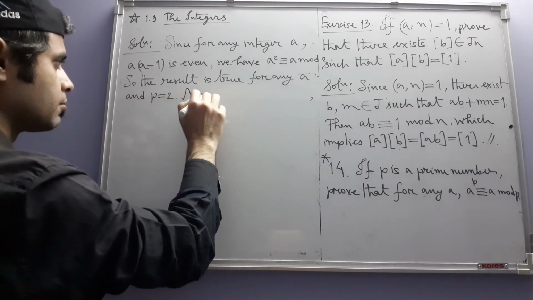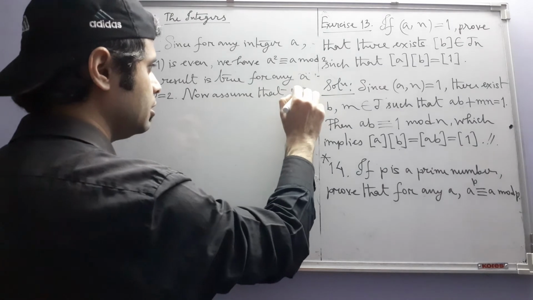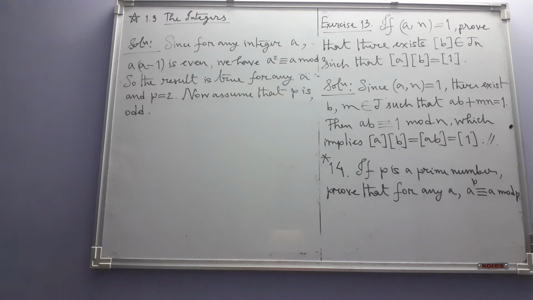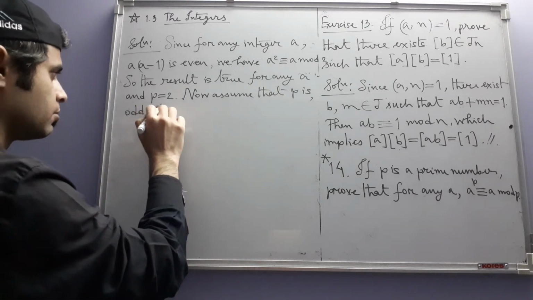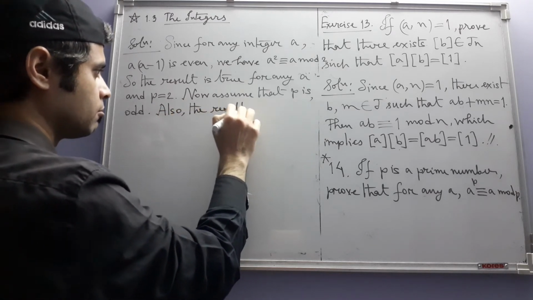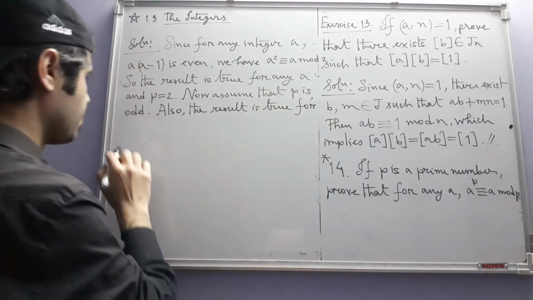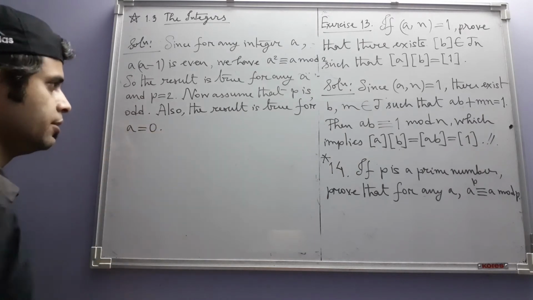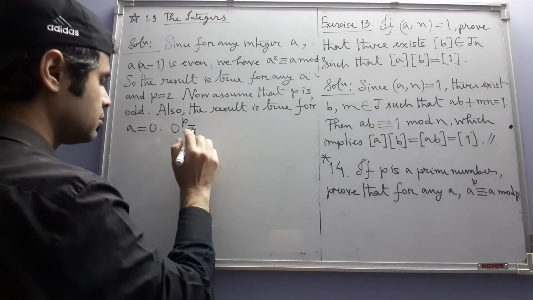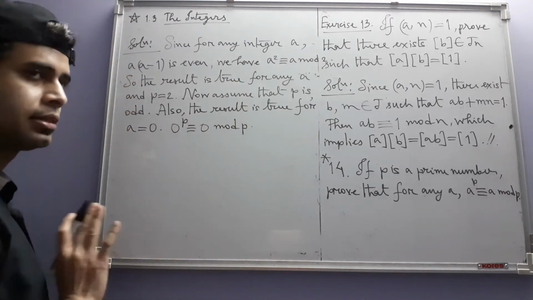Now assume that p is odd. Also, the result is true for a equal to 0. For 0 it is trivially true because 0 to the power p is actually equal to 0. So in particular it's also congruent to 0 mod p. So this is a trivial situation.